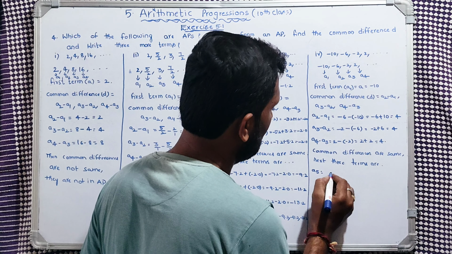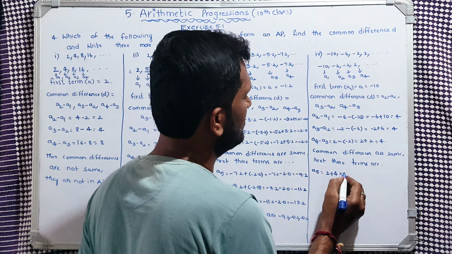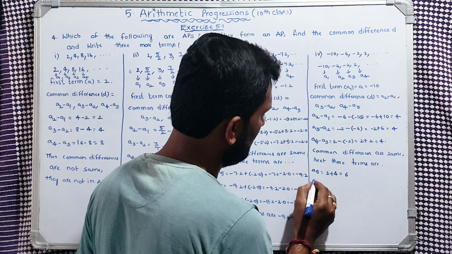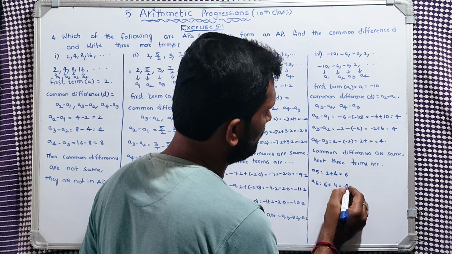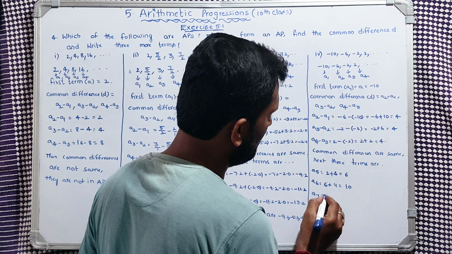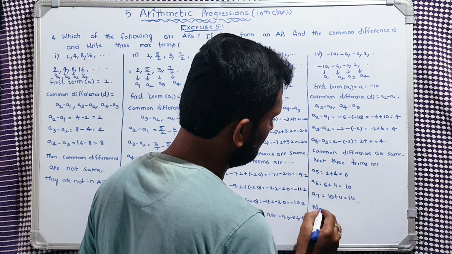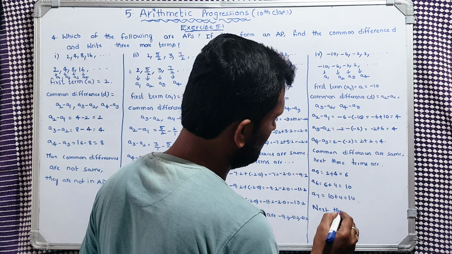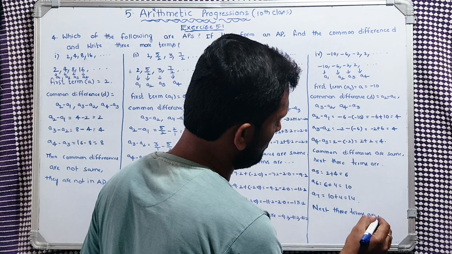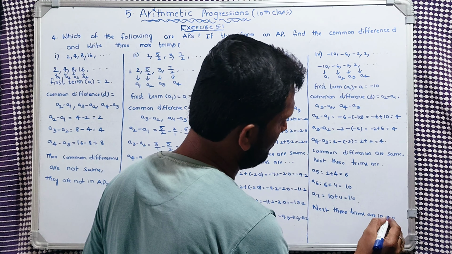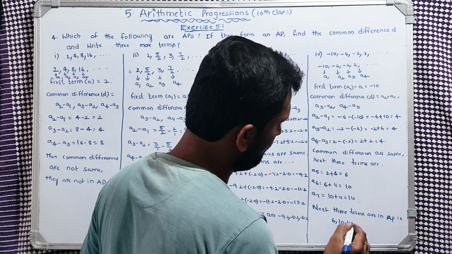A5 equal to 2 plus 4. Adding 2 and 4 gives 6. Next, A6 equal to 6 plus 4 equal to 10. A7 equal to 10 plus 4 equal to 14. The next three terms in the AP are 6, 10, 14.